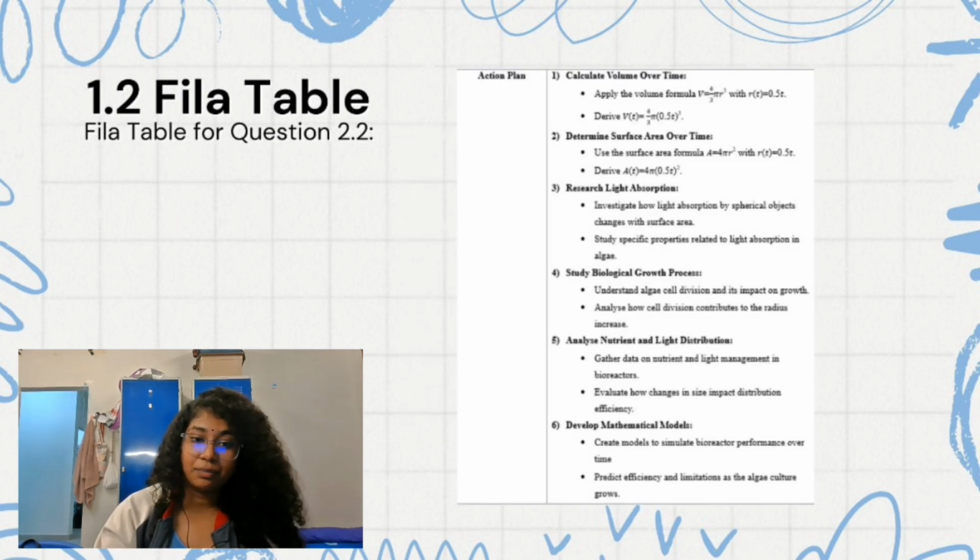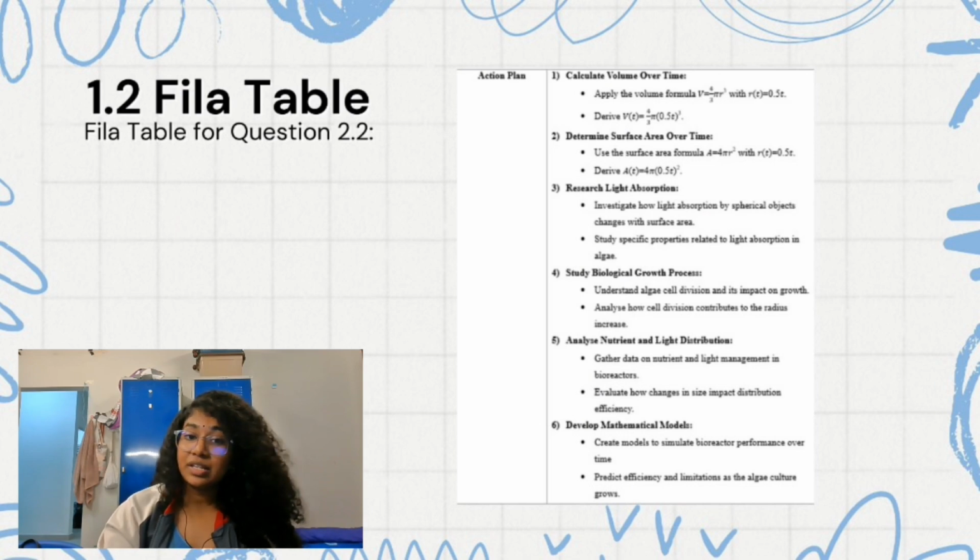Lastly, the action plan. First is to calculate volume over time. Apply the volume formula V equals 4/3 pi r cubed with r(t) equals 0.5t. Derive V(t) equals 4 over 3 pi (0.5t) cubed. Second, determine surface area over time. Use the surface area formula A equals 4 pi r squared with r(t) equals 0.5t. Derive A(t) equals 4 pi (0.5t) squared.